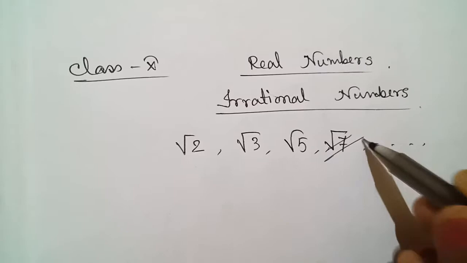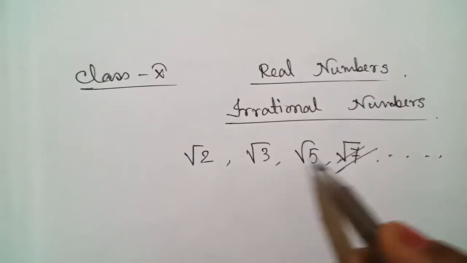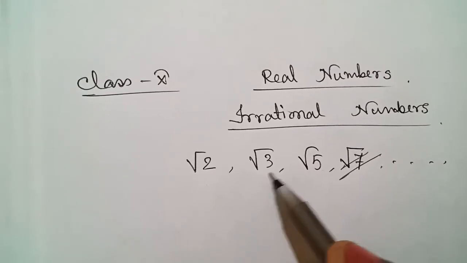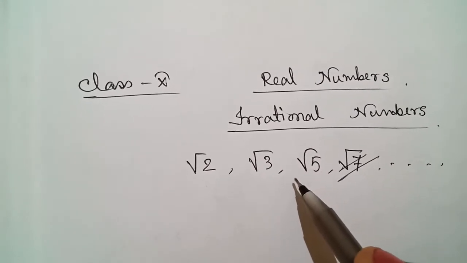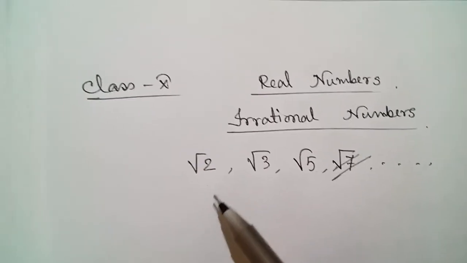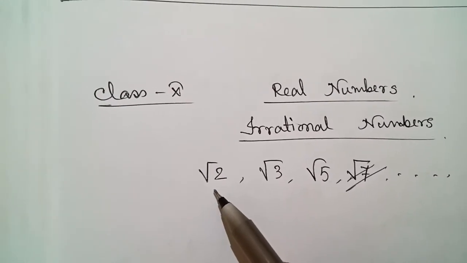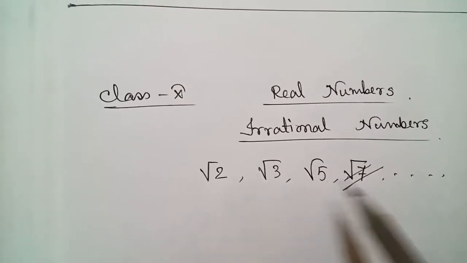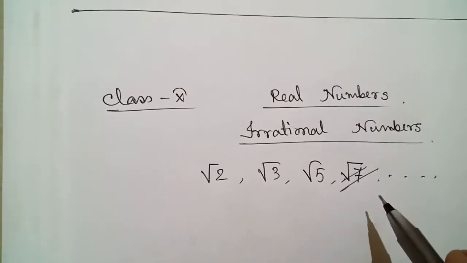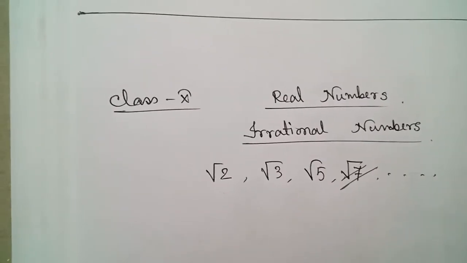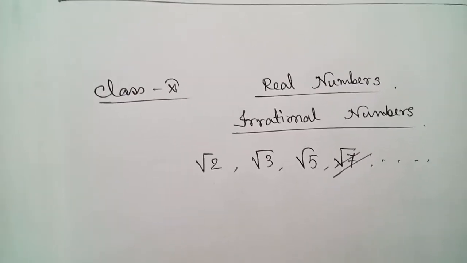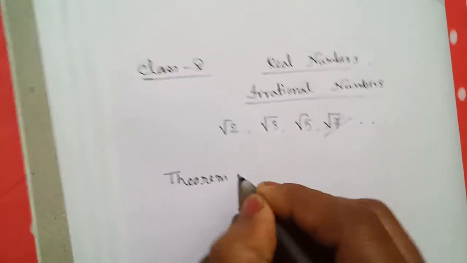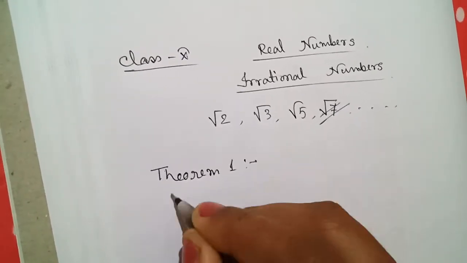Root 7 is not in your syllabus. So root 2, root 3 and root 5. If you can do it for root 2, anybody can do it for root 3 and root 5 as well. So we need to first find out root 2's irrationality. For finding irrationality of these types of numbers, root 2, root 3, root 5, we need to know one very important theorem. So you can say it's theorem number 1 for today.